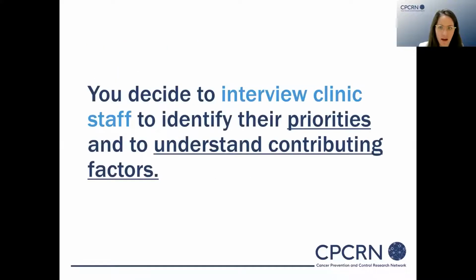So going back to our story here, you decide to collect additional data. You're going to interview clinic staff as your stakeholders so that you can identify their priorities and to understand any contributing factors.